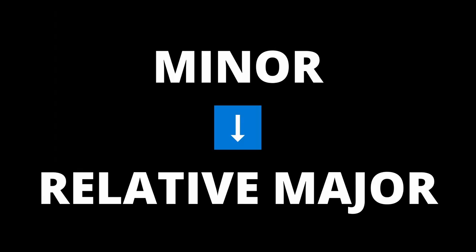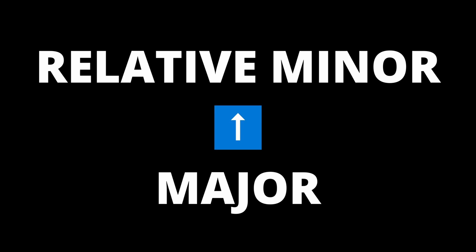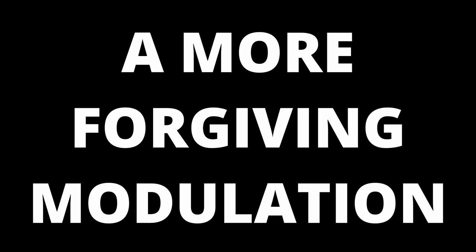We've looked at modulating from minor to relative major. Now let's reverse the situation and move from major to relative minor. In general, you can use any of the chords to move to the relative minor key. But let's start by looking at some more cadences.